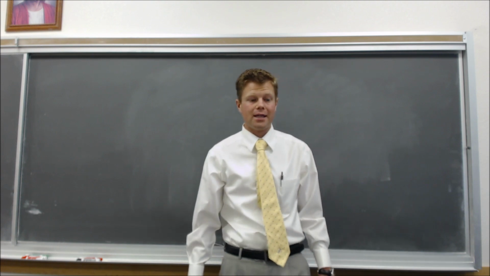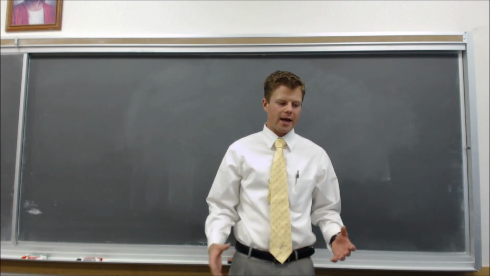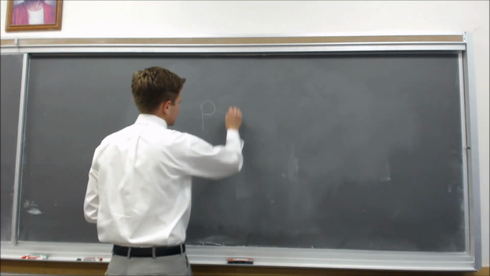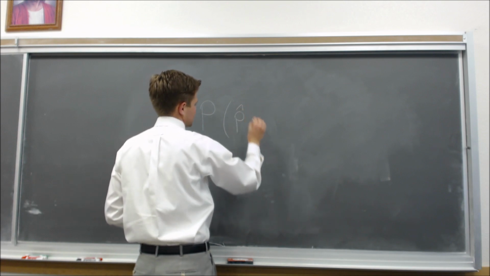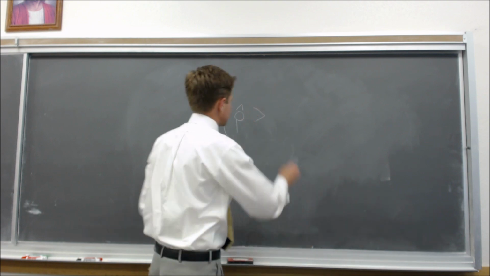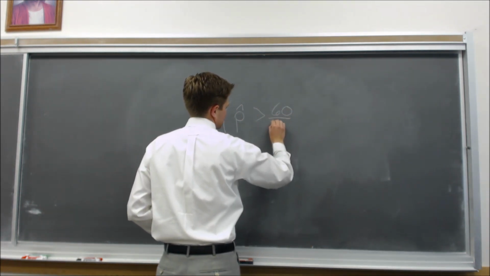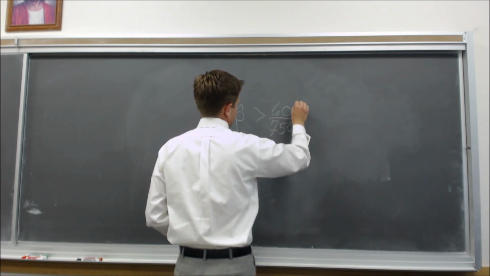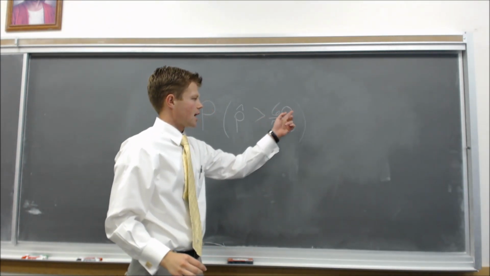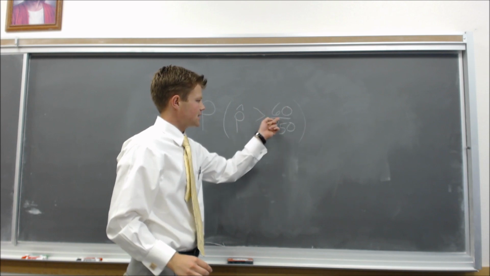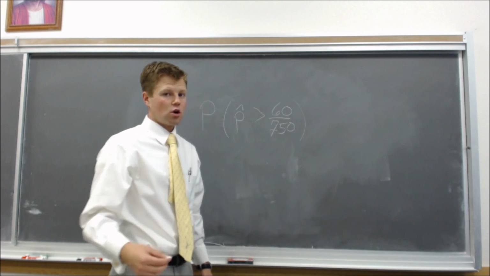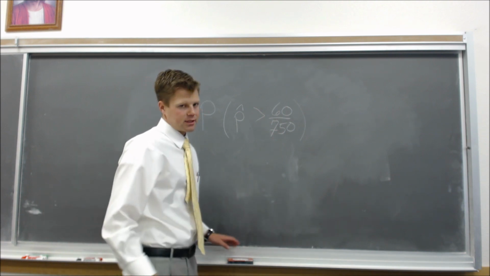Okay? Part B, state the problem in terms of the variable p hat. Okay, so we have our proportion, or our probability, that p hat is greater than 60 divided by 750. And what that represents is, what is the probability that there are more than 60 people that don't use a home phone. Okay, so that's how you represent this problem.